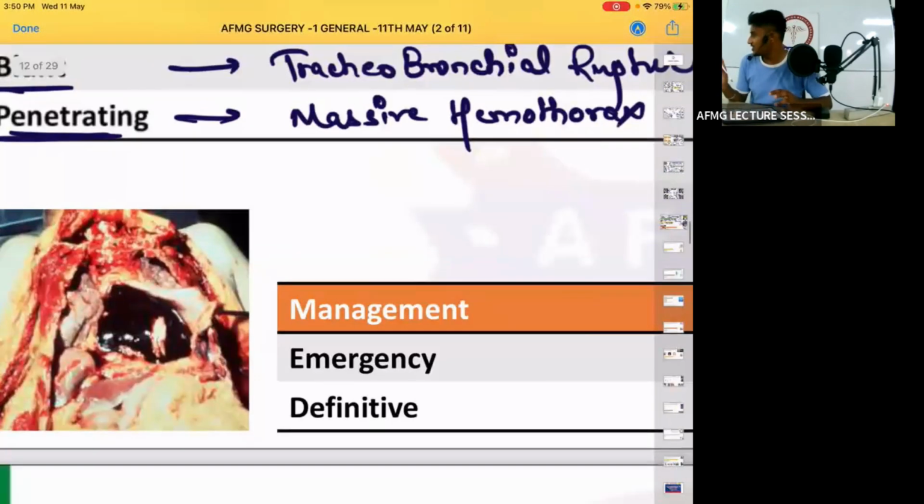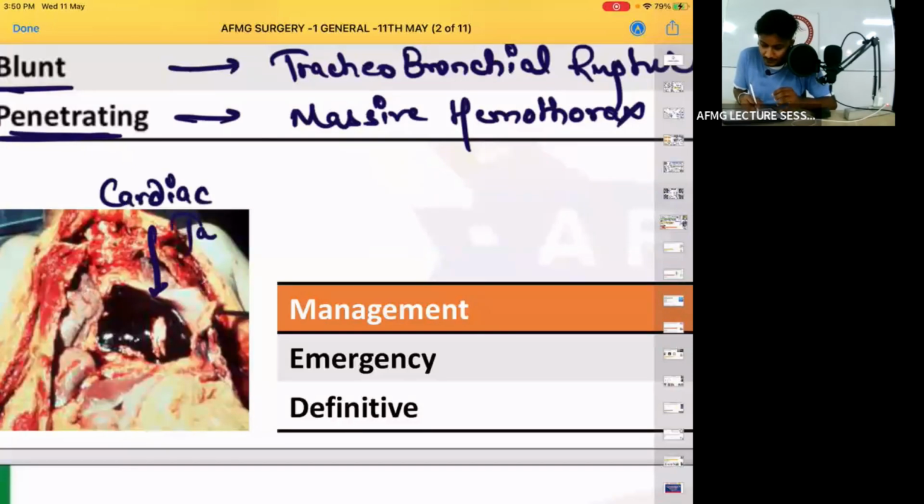Next, what is this image? You'll ask the examiner. Very good. This is a cardiac tamponade. So what do we mean by cardiac tamponade? Massive pericardial effusion. If there is excessive effusion in the pericardial cavity, it can be due to fluid or it can be due to blood accumulation. So massive fluid accumulation or massive blood accumulation in the pericardial cavity is called cardiac tamponade.